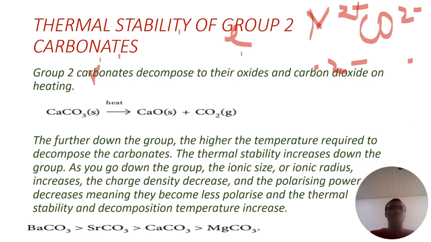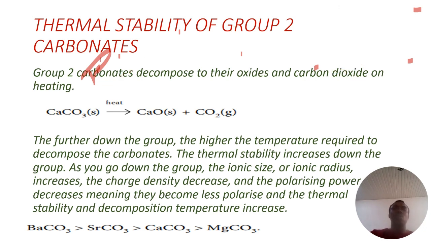So as you go down the group, what happens? The ionic radius increases, the charge density decreases, the polarizing power decreases, meaning they become less polarized, and the thermal stability and decomposition temperature increase as you go down the group. So you can see it's as easy as ABC.